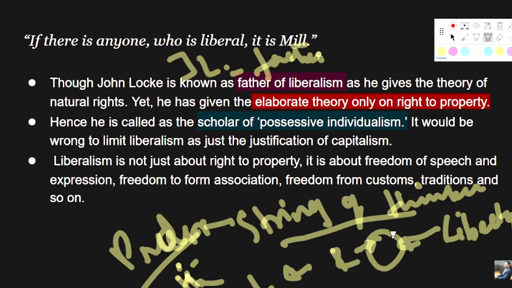So in order to understand any theory comprehensively and holistically, we have to understand and have the idea about their predecessors as well, who were influenced by their respective predecessors' ideas, right? So this was the idea.